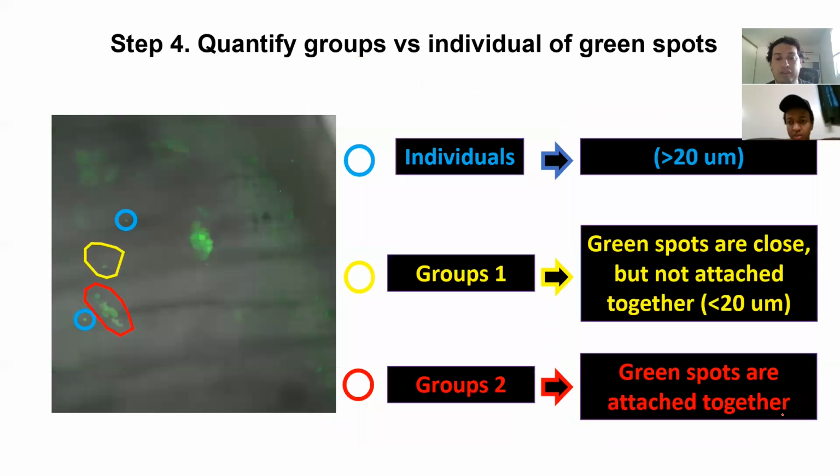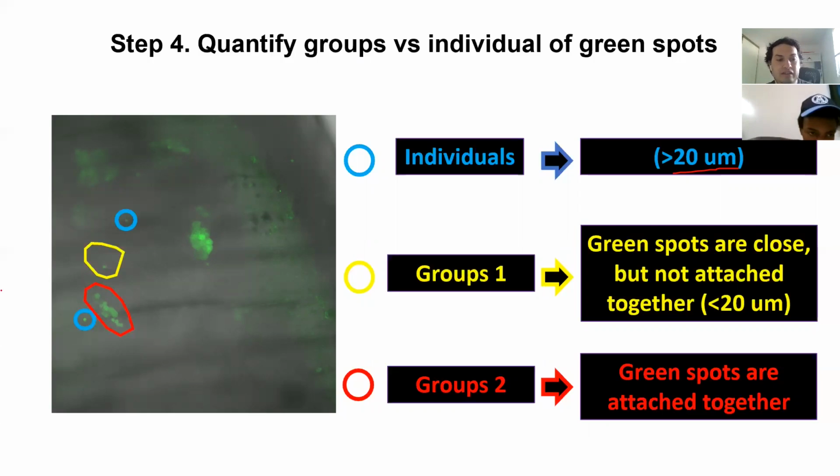And I'm going to tell you what these 3 groups are. The individual ones are alone, and there is nothing close to them within 20 micrometers. And I will show you how to measure 20 micrometers. So if you see here, there are no dots. The other ones are not completely attached, but they are together, separated by less than 20 micrometers. So they are not super close, but there is a small distance.